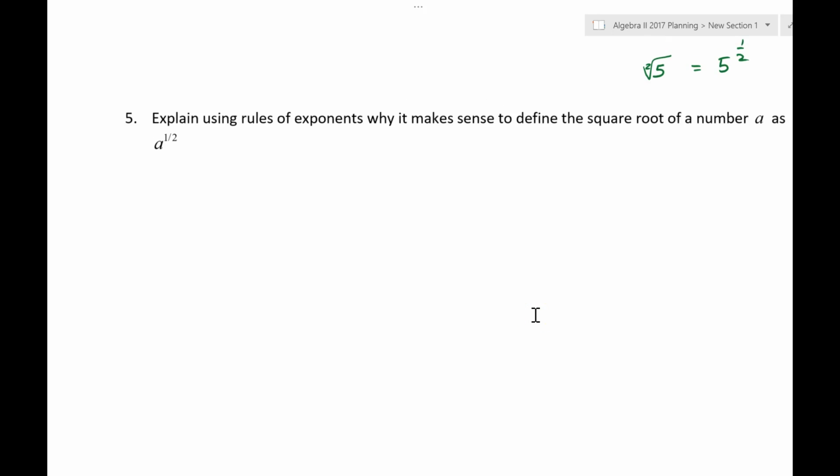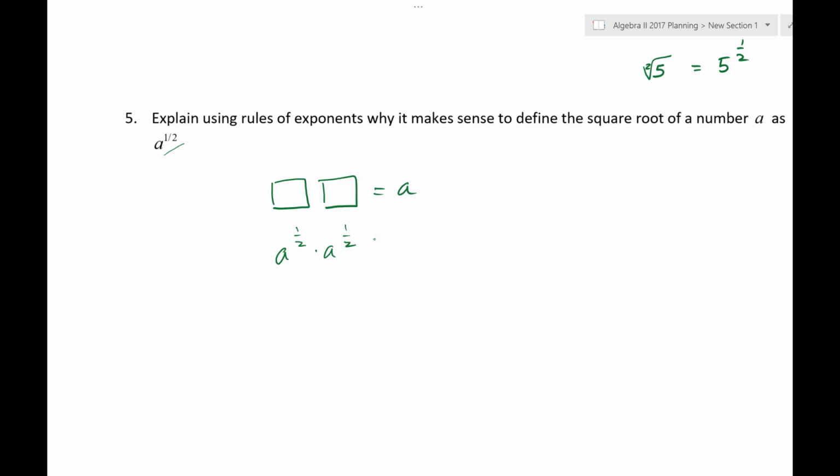Explaining using rules of exponents why it makes sense to define the square root of a number as a to the 1/2. Well, if we have something that equals the square root of a number, we'll call it a. Well, I'm just going to use boxes right now. If the box equals the square root of the number, if I take the box and multiply it by itself, I should get a. So let's try, if we put a to the 1/2 in the boxes, what do we get?